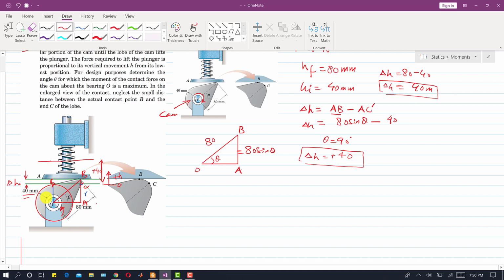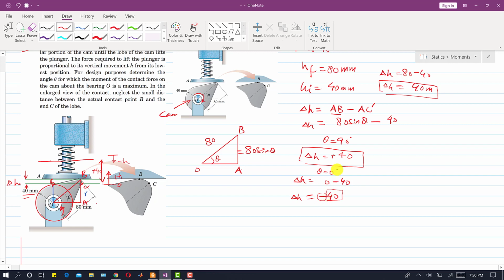And then when it returns back, when it comes from this vertical to this horizontal position, when it rotates again in this direction, the 90 degrees will decrease, and when theta becomes 0, delta h will be, when theta is 0, sine of 0 is 0, so this will be 0 minus 40, so this will be minus 40, right? So then this plunger will travel back downwards. If this is the positive h direction, then this direction is the negative h direction. So this minus 40 means that in the opposite direction it will travel the same 40 mm, but in the opposite direction.